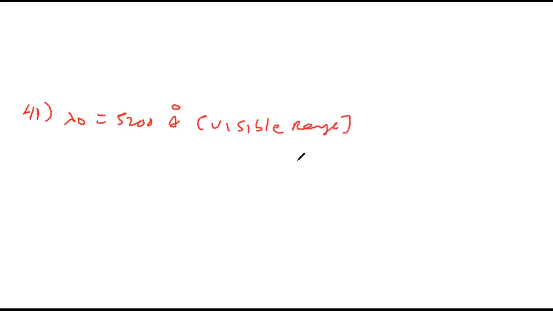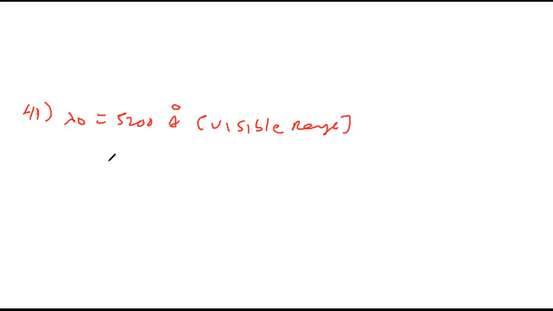Threshold wavelength for photoelectric emission is 5000. That means this is in visible range. Photoelectrons will be emitted when material is illuminated by monochromatic radiation from there.